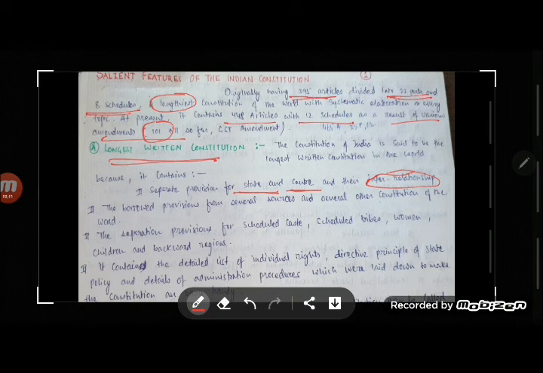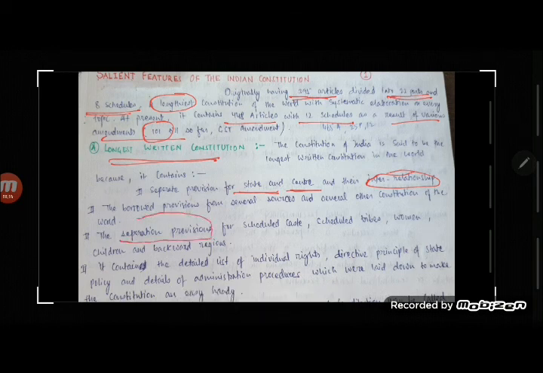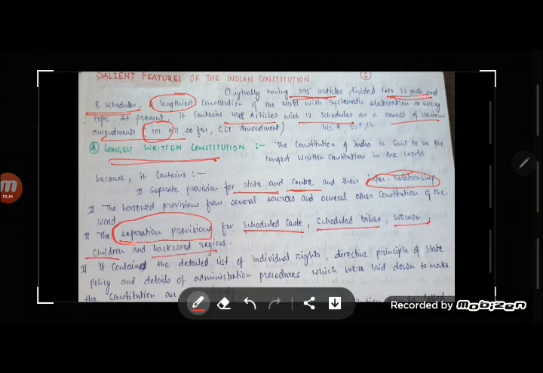There are separate provisions for scheduled castes, scheduled tribes, women, children and backward regions. It also contains a detailed list of individual rights, directive principles of state policy and details of administrative procedure, which were laid down to make the constitution easy and handy.